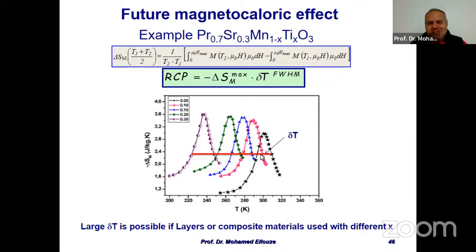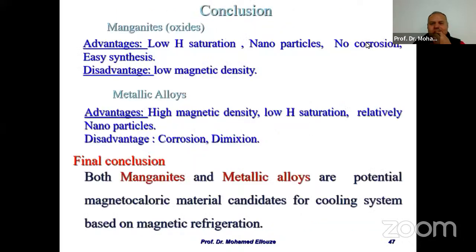Using this, we can increase delta T if, on the layers of composite, we can also increase the RCP, then using a series of samples at different values of X. So we conclude now. For the manganese oxide, we have some advantages.